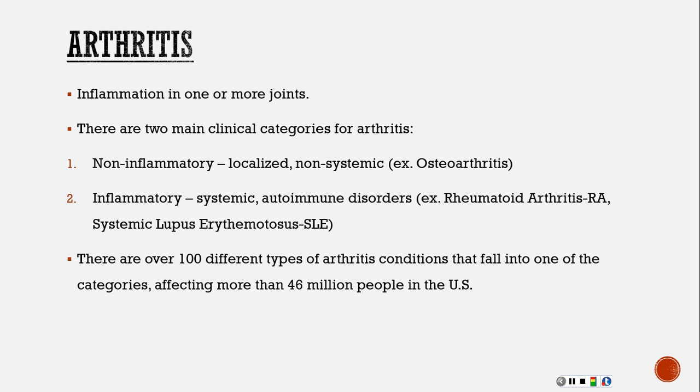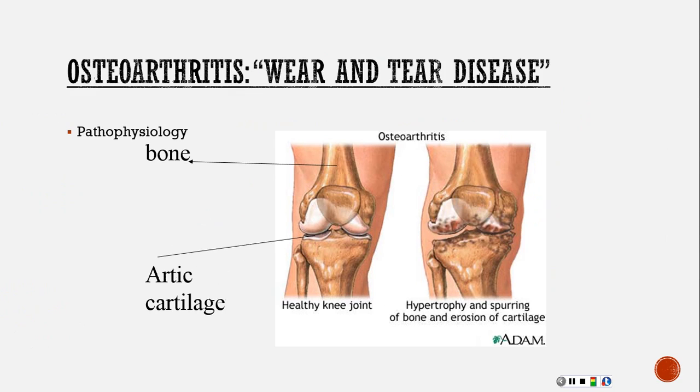Some of these others, we've got synovitis, attachment arthritis, crystal arthritis, joint infections, cartilage degeneration, all this. Just know inflammatory versus non-inflammatory. Okay. Osteoarthritis. Remember, it's non-inflammatory, it's local. It's the most common form of non-inflammatory arthritis, and it's also sometimes called degenerative joint disease.